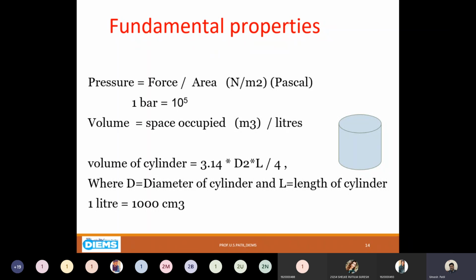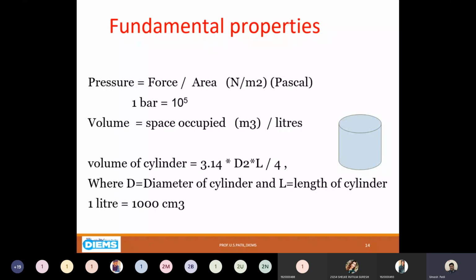And the third important fundamental property is temperature. Temperature is defined as the degree of hotness or coldness. It may be measured in degree Celsius or Fahrenheit, but the most commonly used scale is degree Celsius or the Kelvin scale, or in some cases like healthcare, the Fahrenheit scale is preferred for measuring temperature.